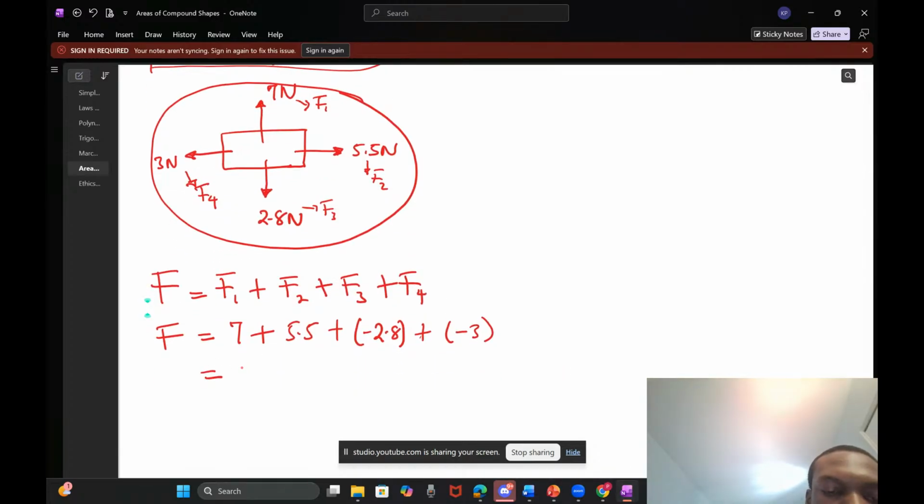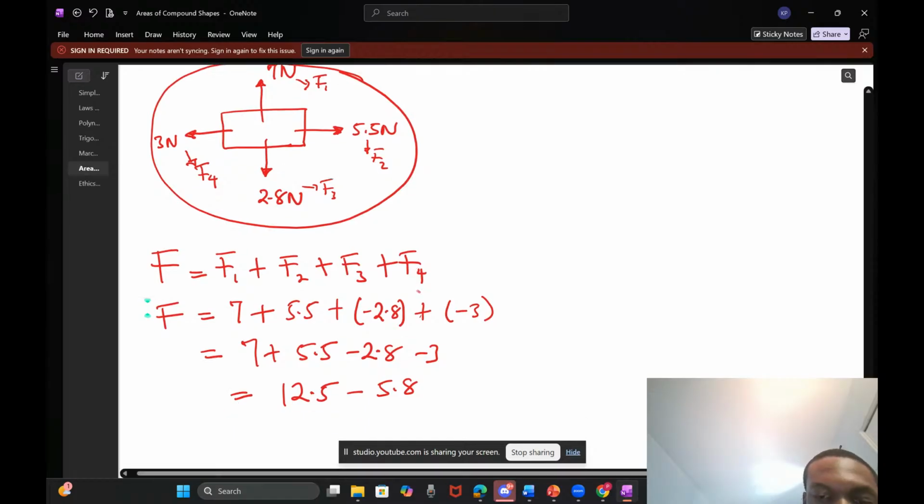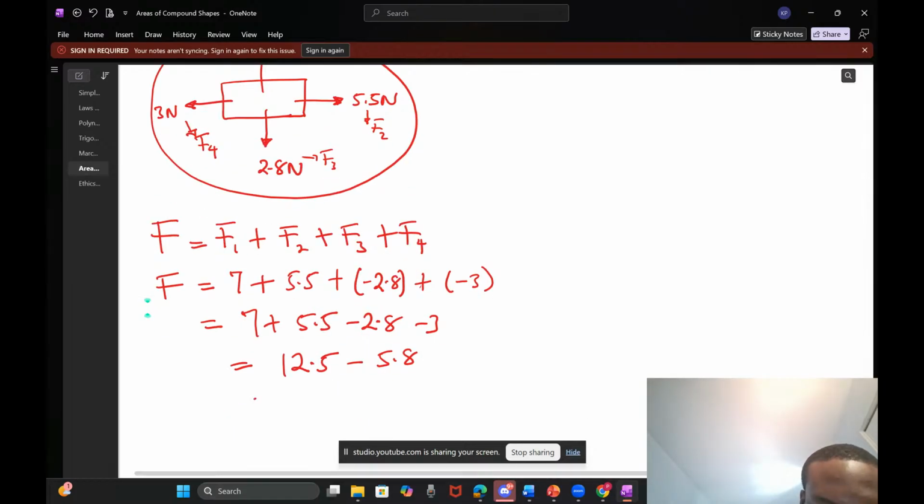So that will be 7 plus 5.5 minus 2.8 minus 3. 7 plus 5.5 will give us 12.5, right? Minus 2.8 minus 3 will give us minus 5.8. So now we can do 12.5 minus 5.8. That will give us 6.7 Newtons.